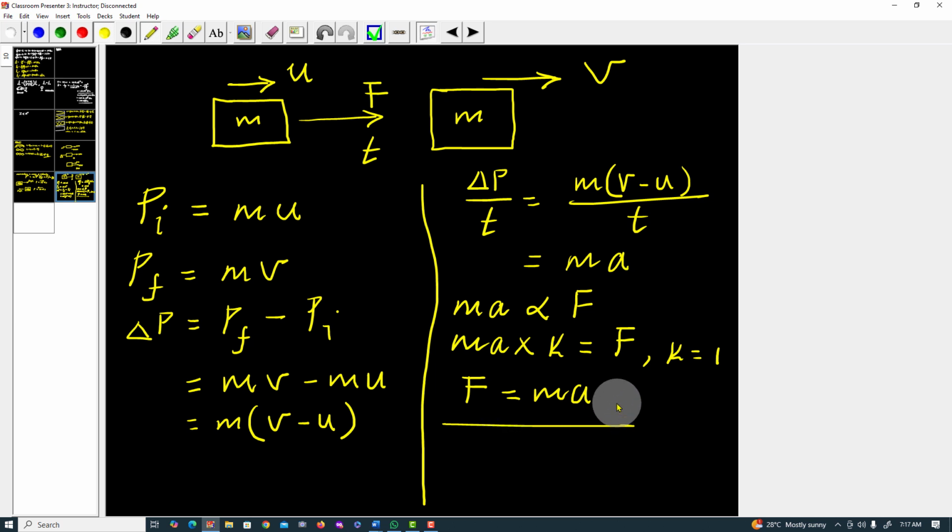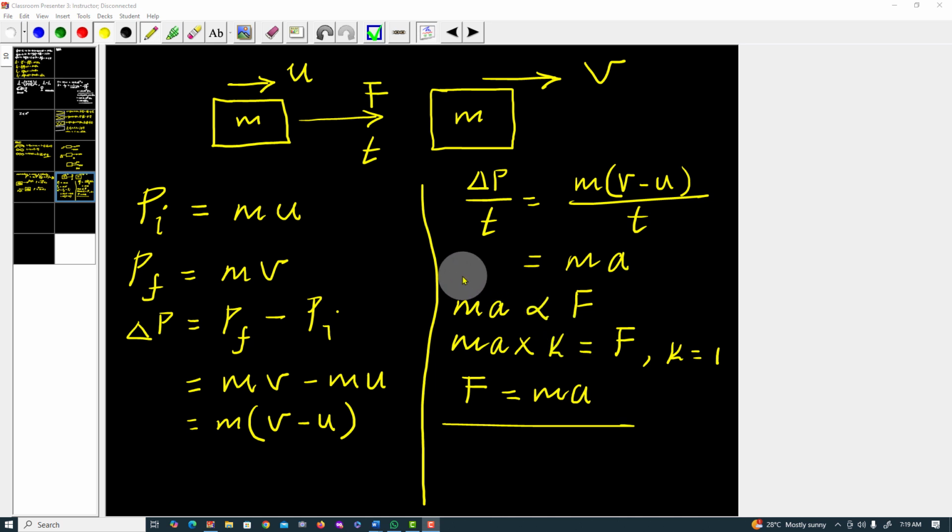Remember, if you are asked to state Newton's second law of motion, you should state it in words. The rate of change of momentum of an object is directly proportional to the resultant external force acting on that object, and it takes place in the direction of the force. And then you go on to write this down, and you say this is the mathematical statement of Newton's second law of motion. And this is how we derive it.